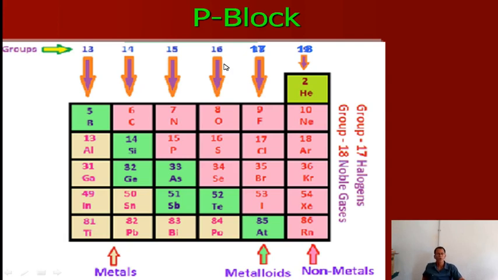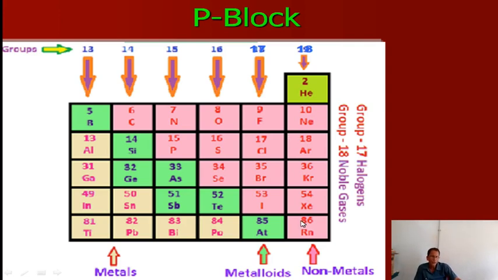Group 15. Group 16 is the oxygen family. These are called chalcogens: oxygen, sulfur, selenium, tellurium and polonium. These are called chalcogens, and these are the oxygen family. Group 16. Then group 17 are called halogens: fluorine, chlorine, bromine, iodine and astatine. These are called the halogen family.